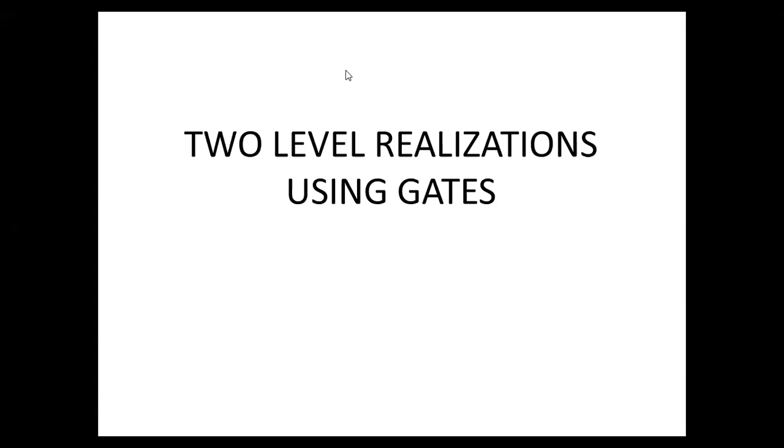So now in this class, we learn NAND realizations. Two level means the first level is NAND and the second level is also NAND. NAND realizations using gates. So first we know what is the NAND gate.